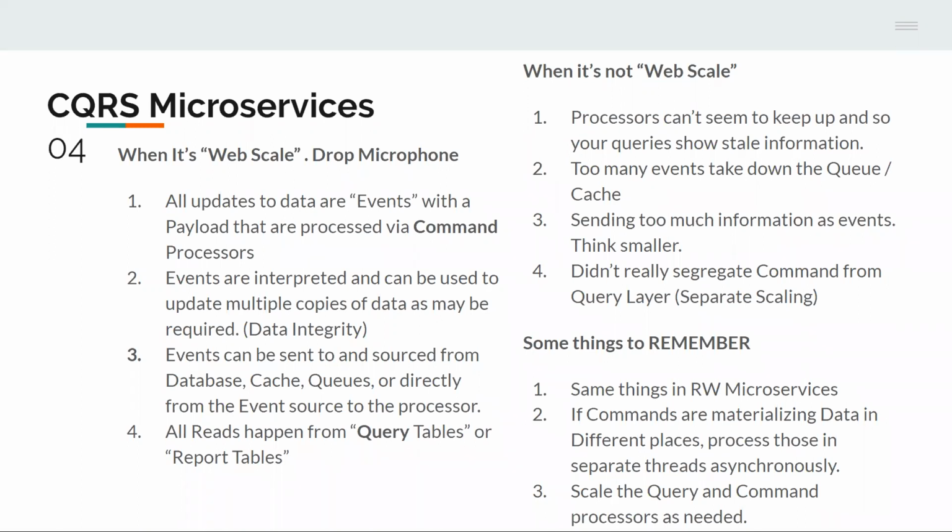But all the reads should come from query tables or report tables that are getting materialized by your command processor. When is it not web scale? Well, it's not web scale because your processors can't seem to keep up, so your queries show stale information. When does this happen? Your processors are doing too many things, so they're not picking items off of the queue. And so essentially, you have stale information. Not because Cassandra is slow, it's just your code is not writing it fast enough. You're doing too many events, and your queue can't handle it.